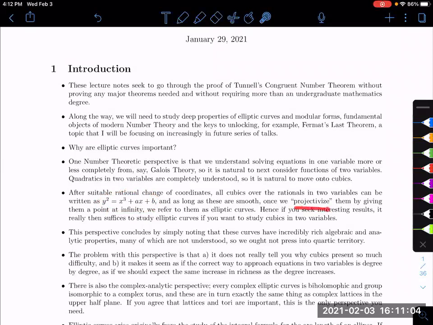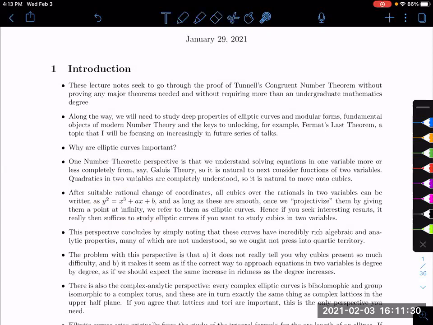So once you projectivize them, once you give them a point at infinity, and then once you require that they're smooth, which it turns out is the same thing as this cubic over here having 3 distinct roots, then what you've got is an actual elliptic curve. So an elliptic curve classically is an equation of this form that is smooth and projectivized. So it has a point at infinity.